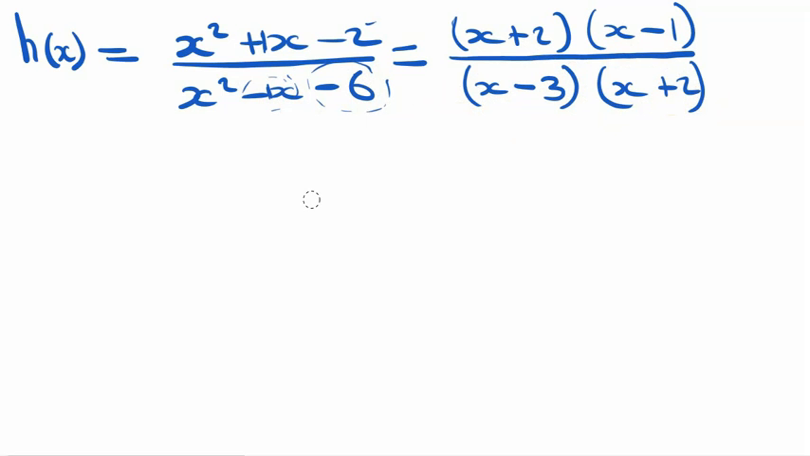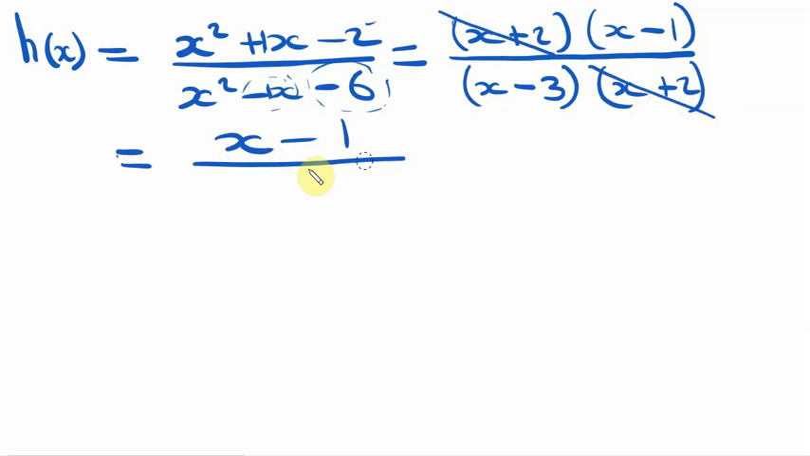Alright, right here we can see that we can factor this one out. This one and this one cancel each other out, and this simplifies to x minus 1 divided by x minus 3, which is cool.